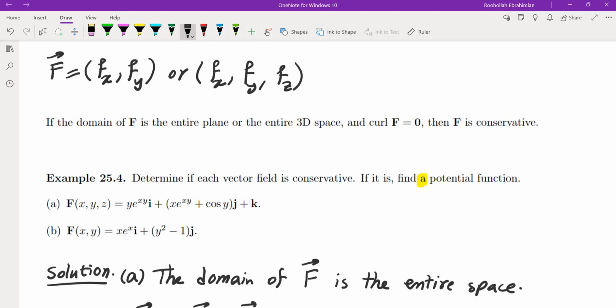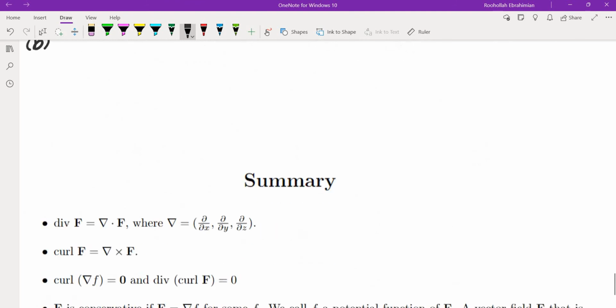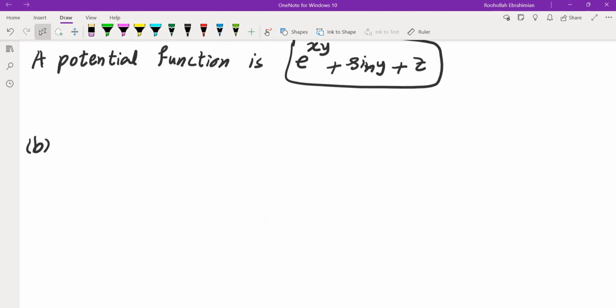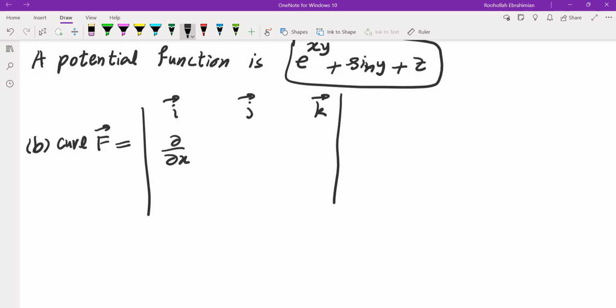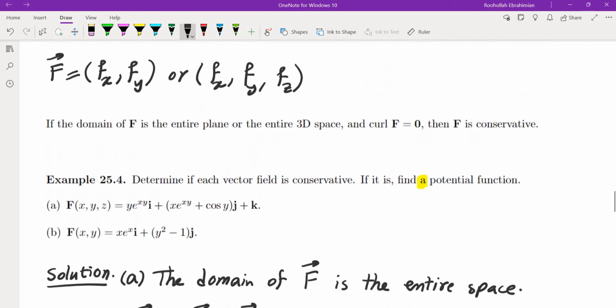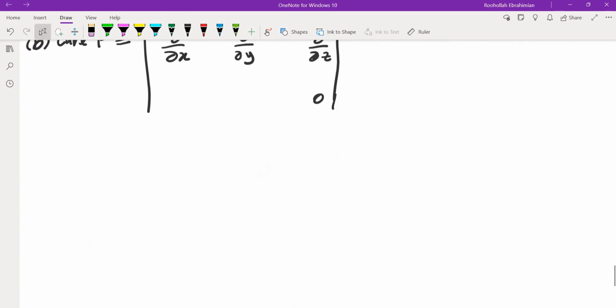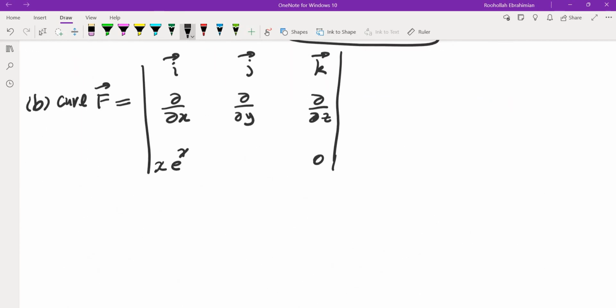in order to be able to find the cross product, we need to have a third component. This one doesn't have a third component. So what we need to do is to set the third component to be equal to 0. So curl of F is going to be i, j, k, partial with respect to x, y, and z. The third component is 0. The first and second components are x e to the x and y squared minus 1.